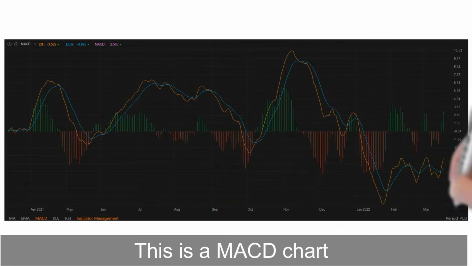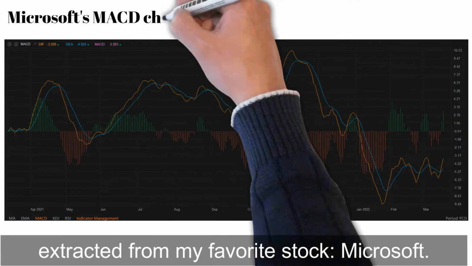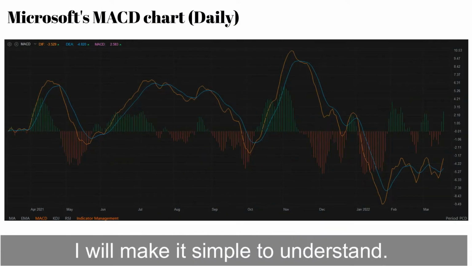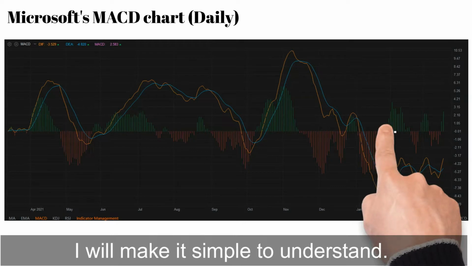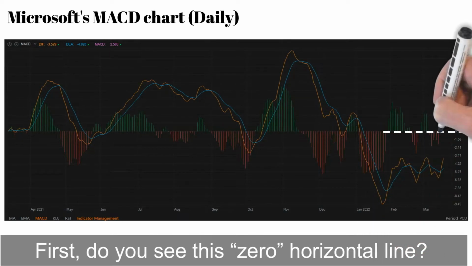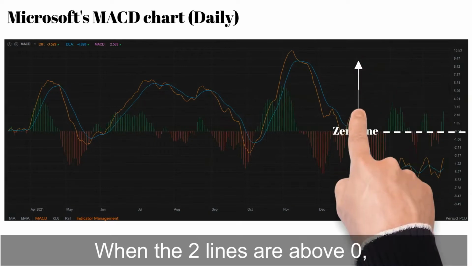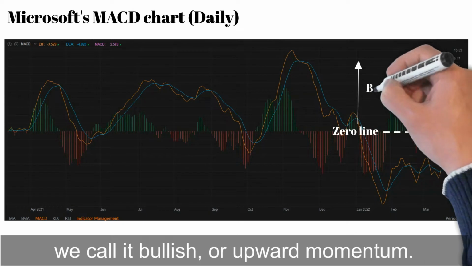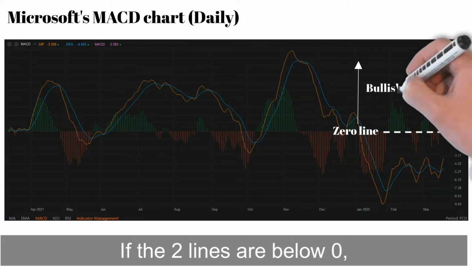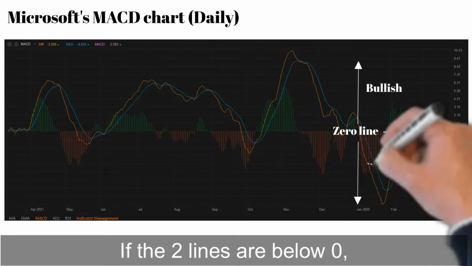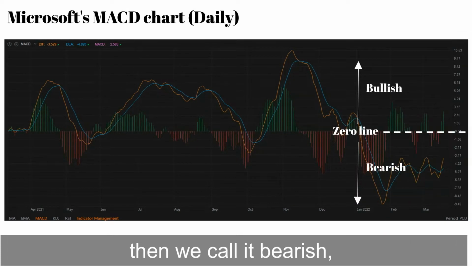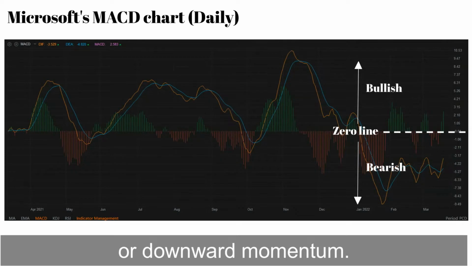This is a MACD chart extracted from my favorite stock, Microsoft. I will make it simple to understand. First, do you see this zero horizontal line? When the two lines are above zero, we call it bullish or upward momentum. If the two lines are below zero, then we call it bearish or downward momentum.